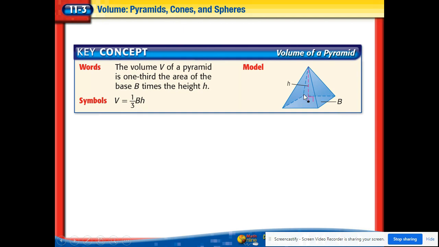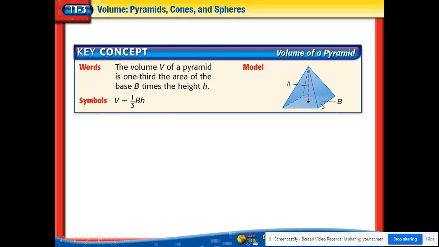In a triangle, remember the formula for a triangle is 1/2 base times height. It's only half of it. Here with the pyramid, because it's three-dimensional, it's 1/3 of it. A two-dimensional triangle is 1/2. A three-dimensional pyramid is 1/3. So there's a little bit of difference there, something you need to be aware of.